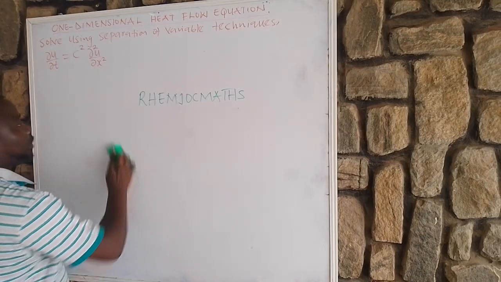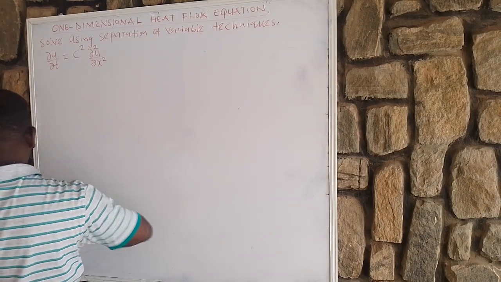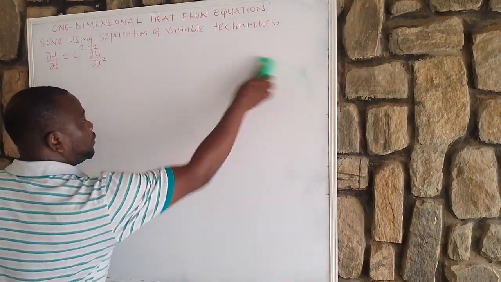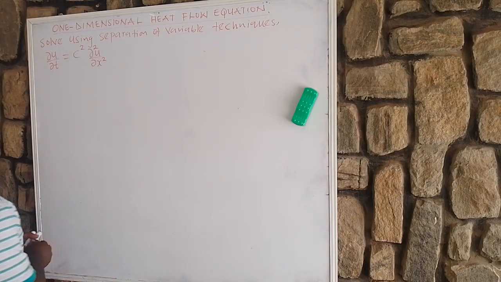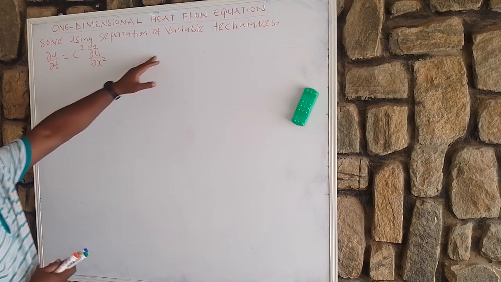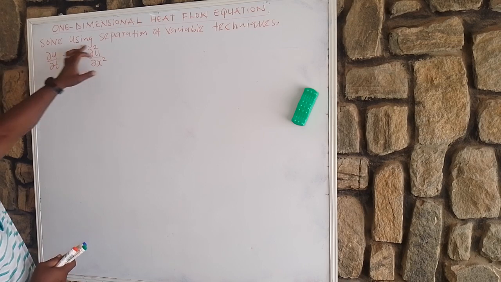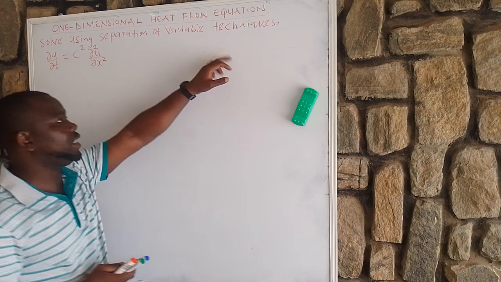Okay, today we'll be looking at this. It's as simple as ABC. I'm going to break it down for you to understand. Is that clear? This is the one-dimensional heat flow equation solved using the separation of variables technique.